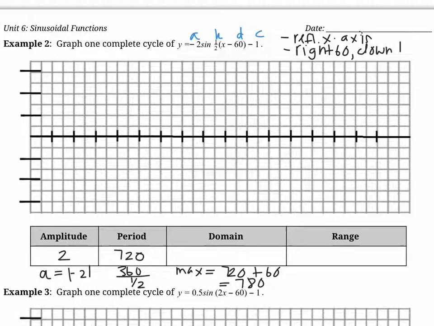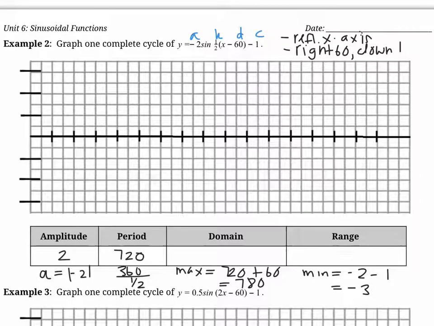If we take a look at our range in terms of our maximum or minimum value, because we're moving down 1, it's going to affect our minimum value. So our minimum value is normally going to be -2. The reason is because our amplitude's 2. And we're going to go down 1. So we got to subtract 1 from that, and our new minimum is -3. So we need to make sure that whatever scale we make, we hit a maximum of 780 on our x and a minimum of -3 on our y.